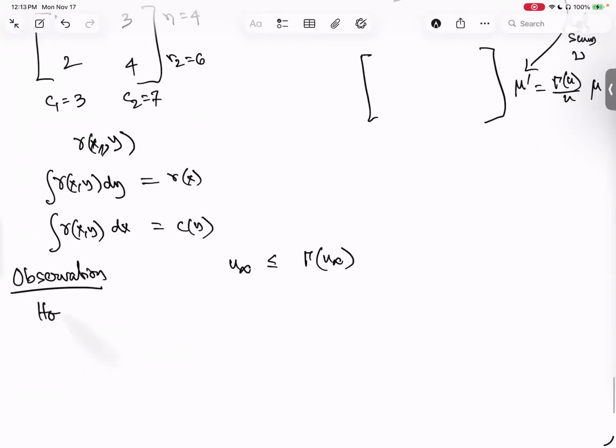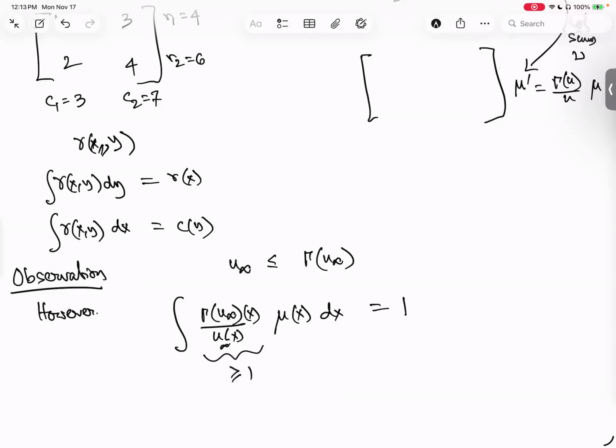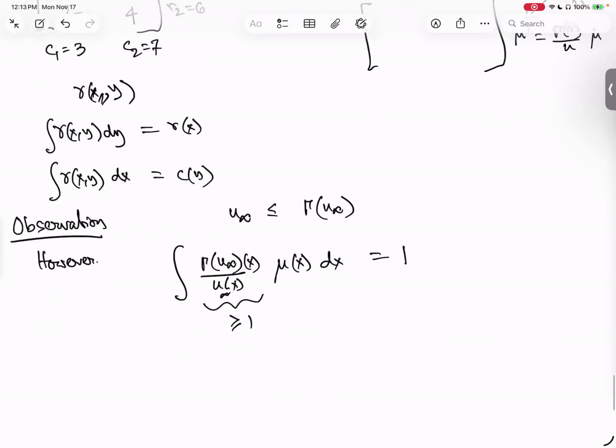However, if I integrate my gamma of u infinity over u infinity, mu of x dx, I should get 1. But this ratio over here is greater than or equal to 1. But this would mean that mu almost surely, u infinity of x is actually equal to gamma of u infinity of x. And therefore, I have solved. Thus, u infinity solves the fixed point equation.